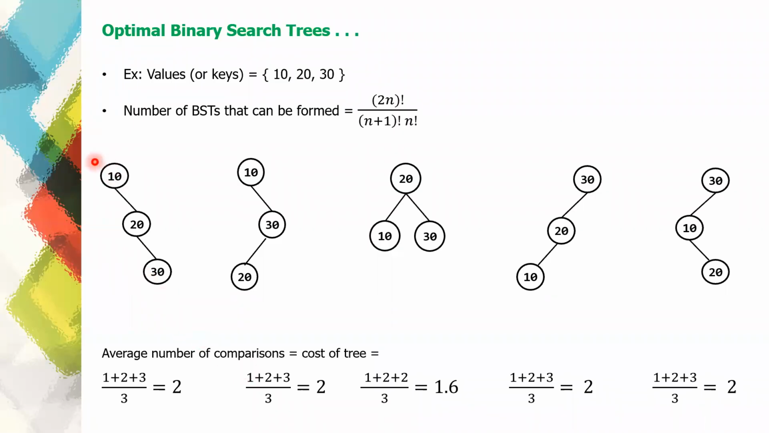If I take the first BST, I have 3 keys. Say for example that I want to search for key number 10. The search key is 10. Now, how many comparisons do I have to make? I have to make only one comparison because 10 is the root node. So always you'll start searching from the root. Once you start searching at the root node, at the root itself, you have found the value 10. So you'll make only one comparison. So for searching 10, I have made only one comparison.